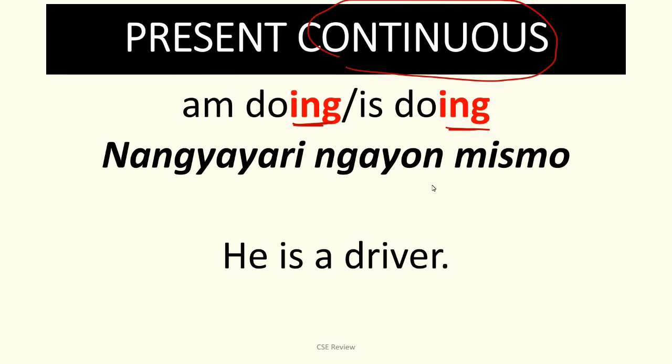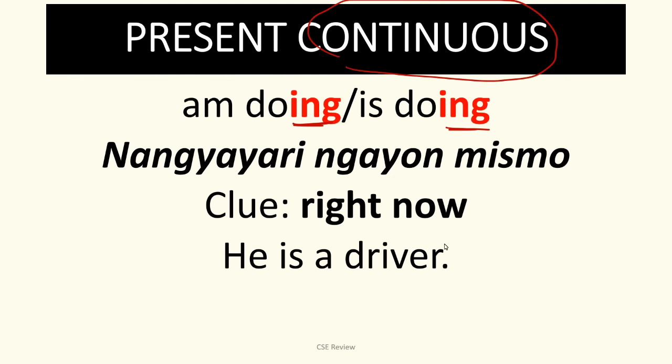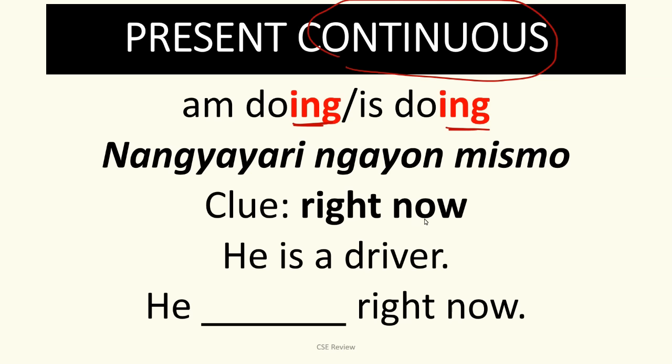Ngayon, for example, ito yung example natin, he is a driver. Dahil merong right now dito sa sentence, he blank right now, which is yung clue natin, okay? O kaya he is currently, okay? Ibig sabihin, right this moment yung ginagawa niya, hindi na to he drives right now. Okay?